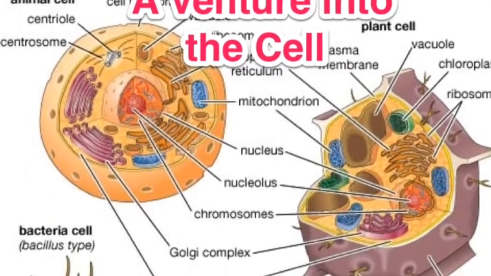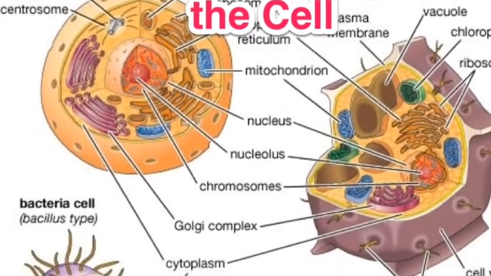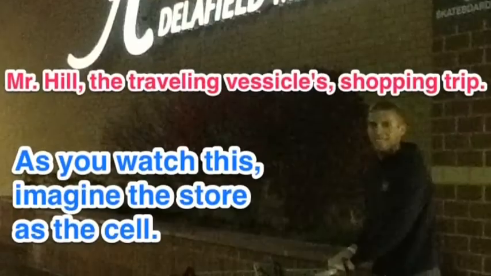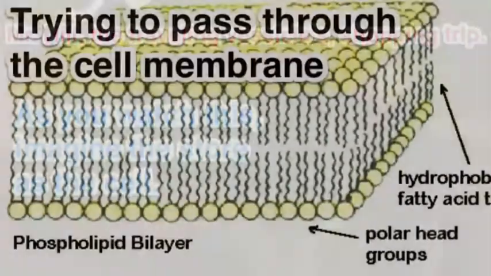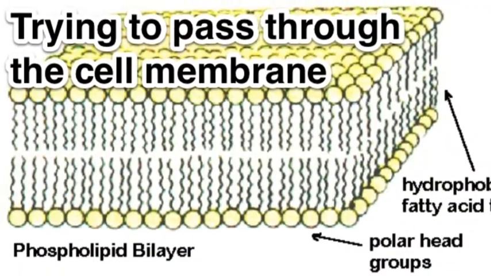Follow along as we take a venture into the cell. We're going to use the grocery store as a model for the cell. The outside walls are like the cell membrane.